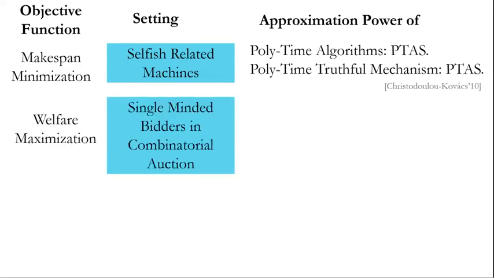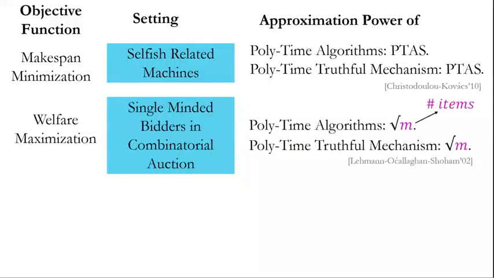Another such setting where truthfulness is not a barrier is the setting of single-minded bidders in a combinatorial auction. A combinatorial auction with single-minded bidders is an auction where the items are different from each other, and each bidder is interested in only one specific subset of items. And our goal is to output an allocation of the items to the bidders that maximizes the social welfare. And for this problem as well, it was shown that both polytime algorithms and truthful mechanisms have the same approximation power.